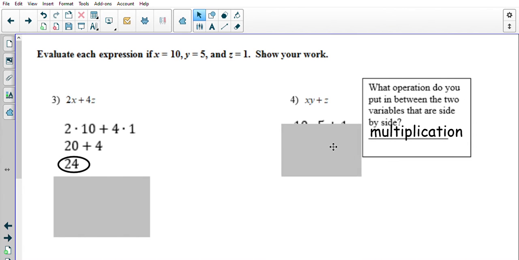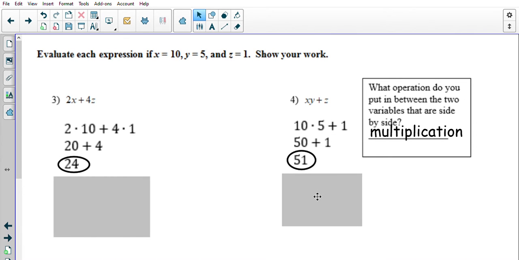So we've got 10 times 5 plus z, which is 1. 10 times 5 is 50. 50 plus 1 is 51. So again, very similar to what we saw before. A lot of math builds on itself. So things we saw before, we might cycle back and see that again, or we might make it a little bit more challenging at times.